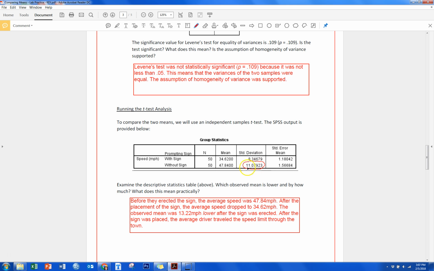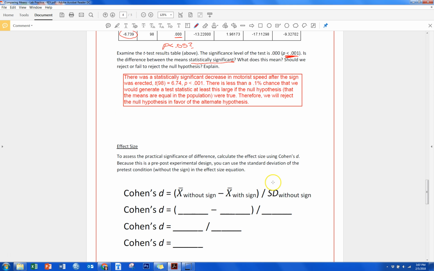So this is what the variance looked like before, without the sign, and we're going to see how big this difference is from 47 to 34 in light of that standard deviation. So it's 11.079. We'll round to 11.08. How about that? Okay, so the standard deviation without the sign is 11.08.